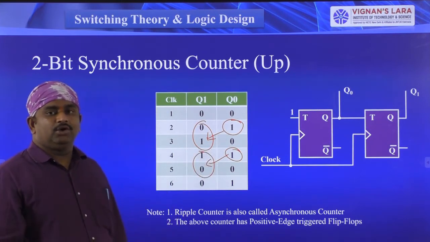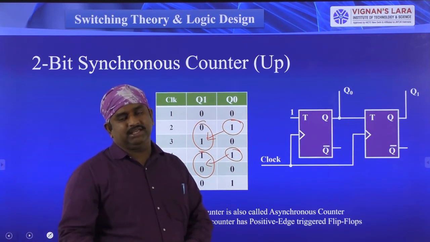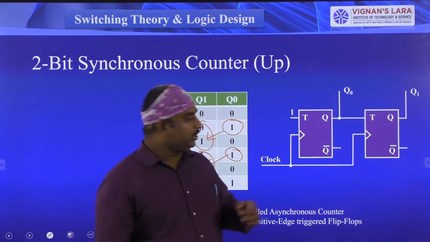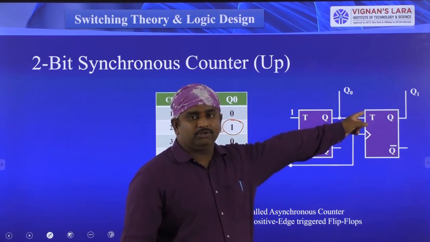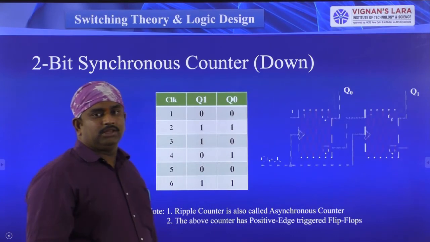Okay, so this is the 2-bit asynchronous up counter. In the same way, we can see the 2-bit down counter. Here, the complemented output of the first flip-flop is connected to the second flip-flop T input. That is for the down counter.